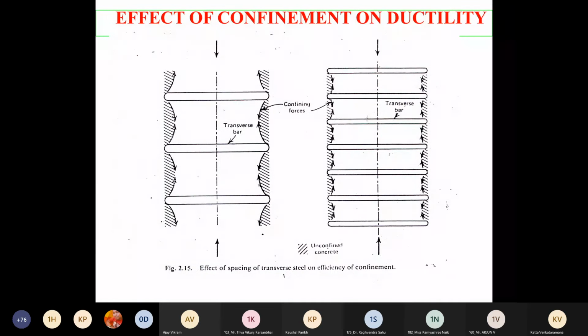And to increase ductility, for example, to prevent the shear failure, we provide lateral ties or stirrups at closer intervals. The effect of spacing of transverse steel on efficiency of confinement is shown here. So by providing them at closer intervals, we can increase the confinement.